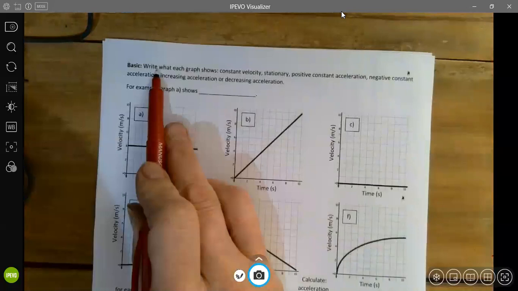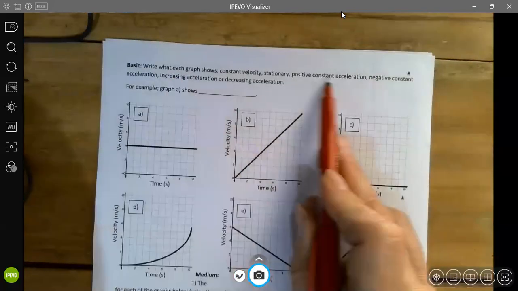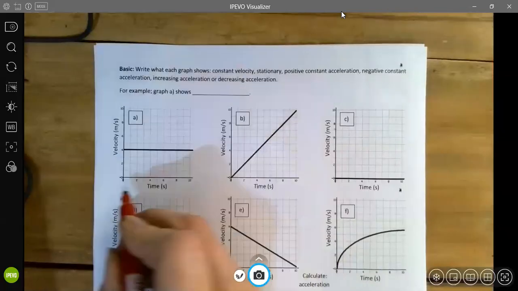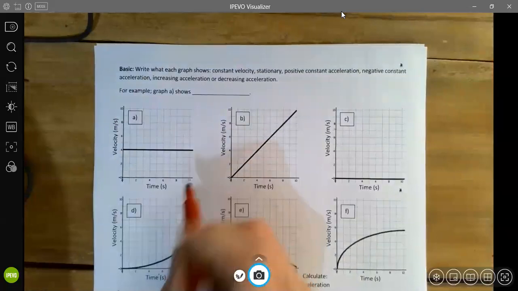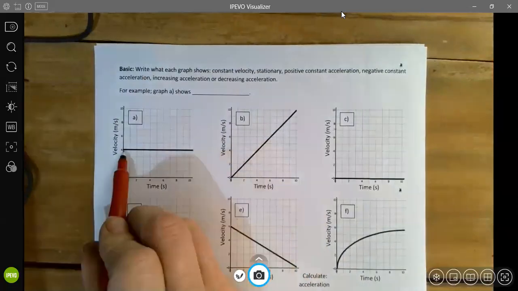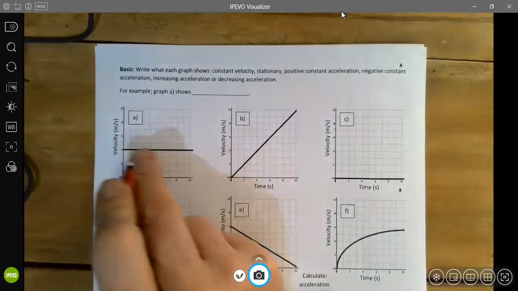Basic: write what each graph shows, constant velocity, stationary. So what we've got here is a change in velocity over time. Here we have no change in velocity. If something is traveling with no change in velocity, then we have a constant velocity. So this would be a constant velocity.